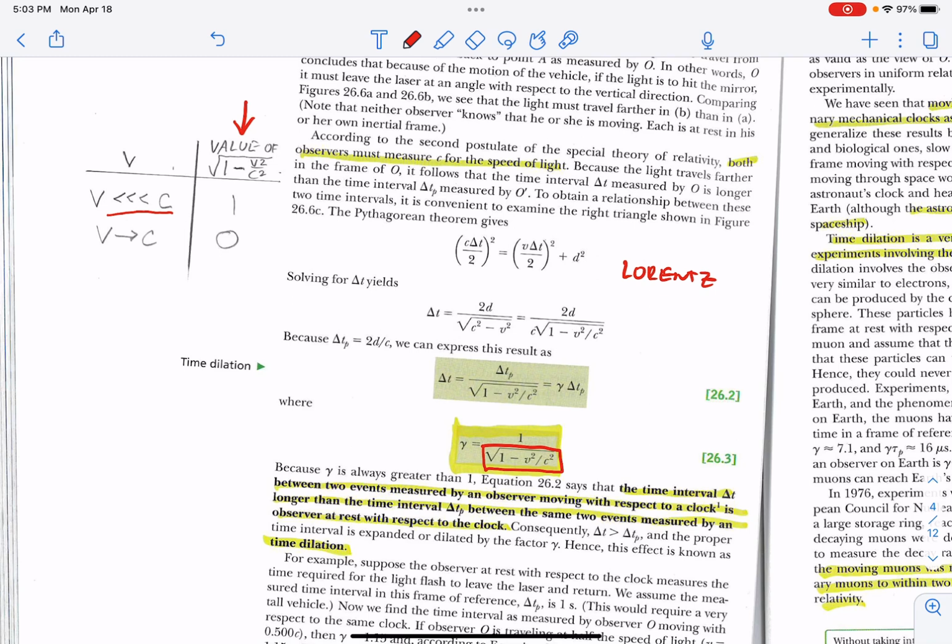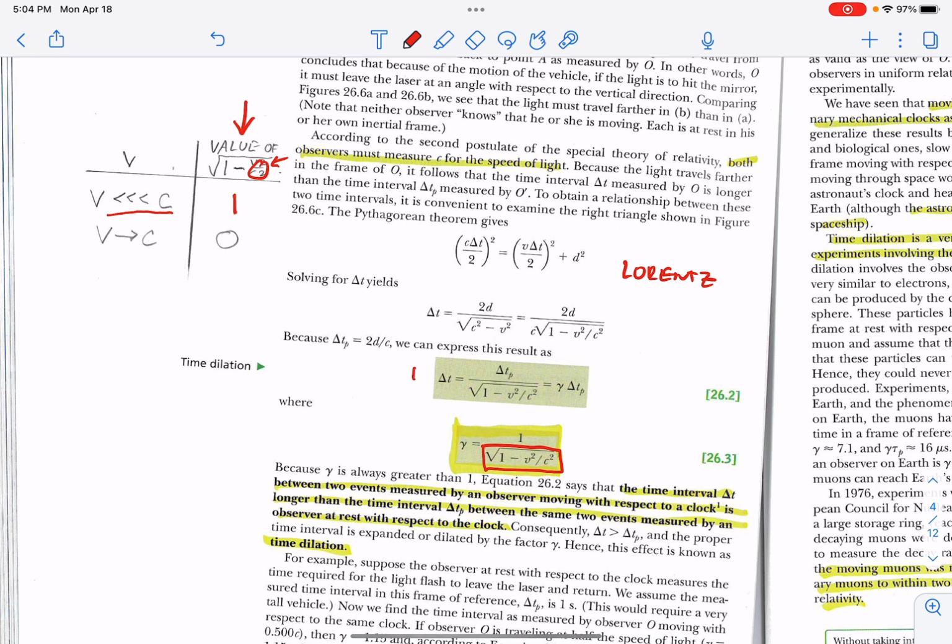And so what happens then, if v is very, very small compared to the speed of light, then v squared over c squared is going to approach 0, and 1 minus 0 equals 1, which means that the value of your adjustment factor, the square root of 1, is just 1, and so nothing changes.